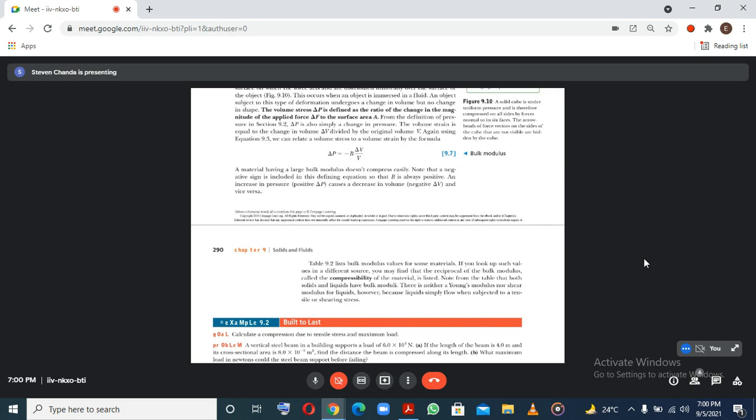So this question says: a vertical steel beam supports a load of 60,000 newtons. If the length of the beam is 4 meters and its cross-sectional area is 8 times 10 to the power negative 3 meter square, find the distance the beam is compressed along its length. What maximum load in newtons could the steel beam support before failing?